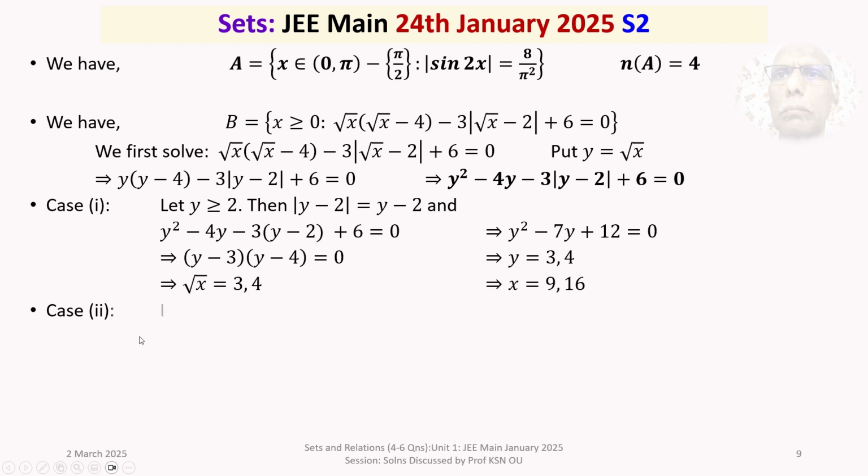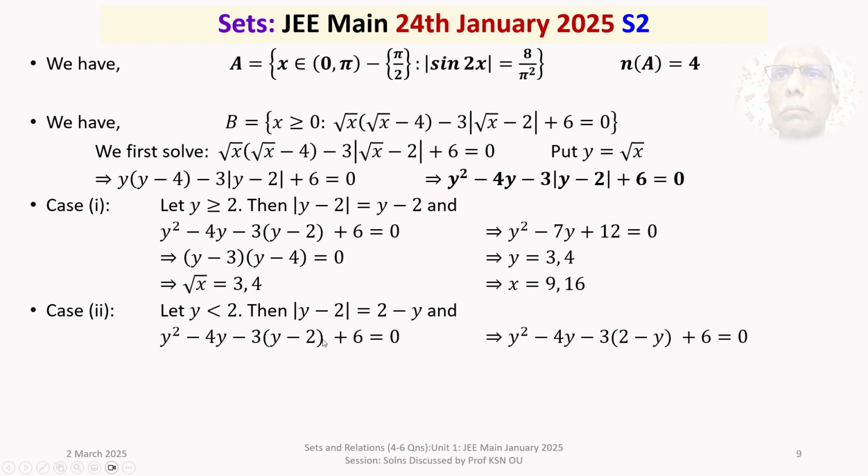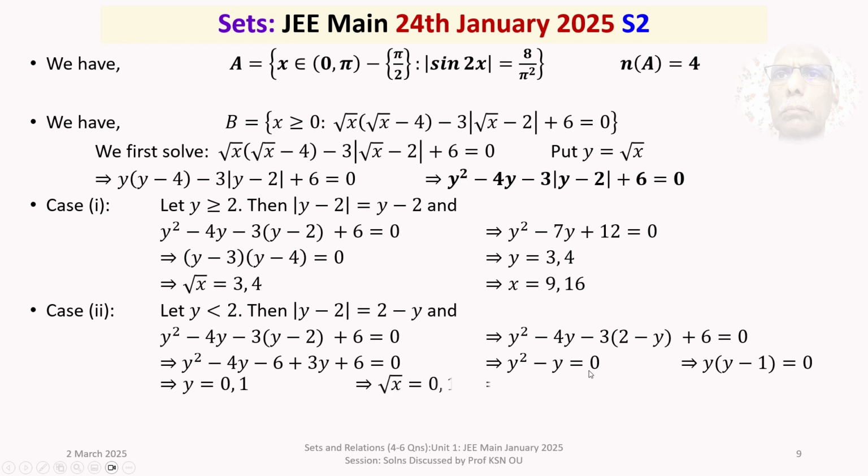Case 2, when y minus 2 is less than 0, then y is less than 2, then modulus of y minus 2 is 2 minus y. So wherever there is modulus of y minus 2, you write 2 minus y and simplify. Right. In that place, we have written 3 into 2 minus y. Here, it should be a modulus. Right. So, when you simplify, you will get y square minus y is equal to 0.